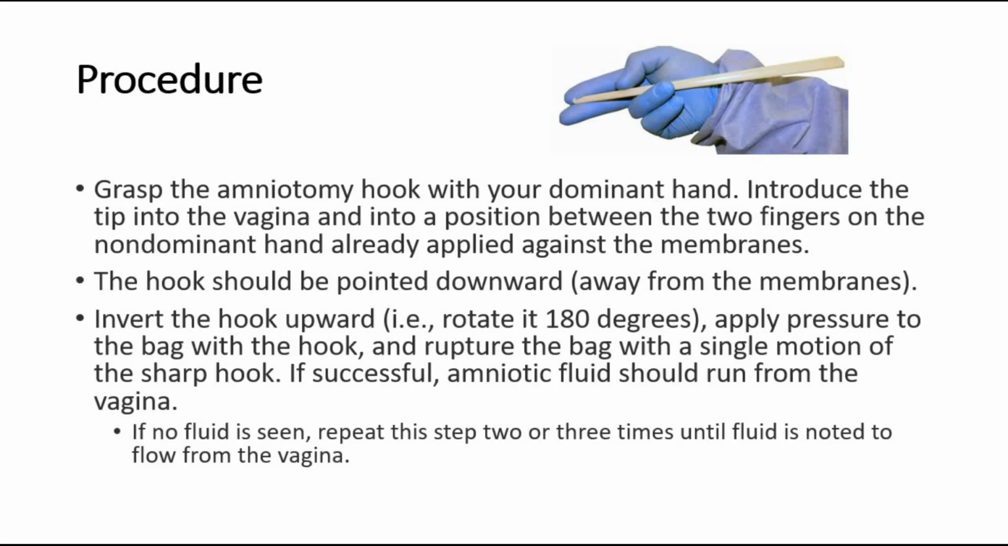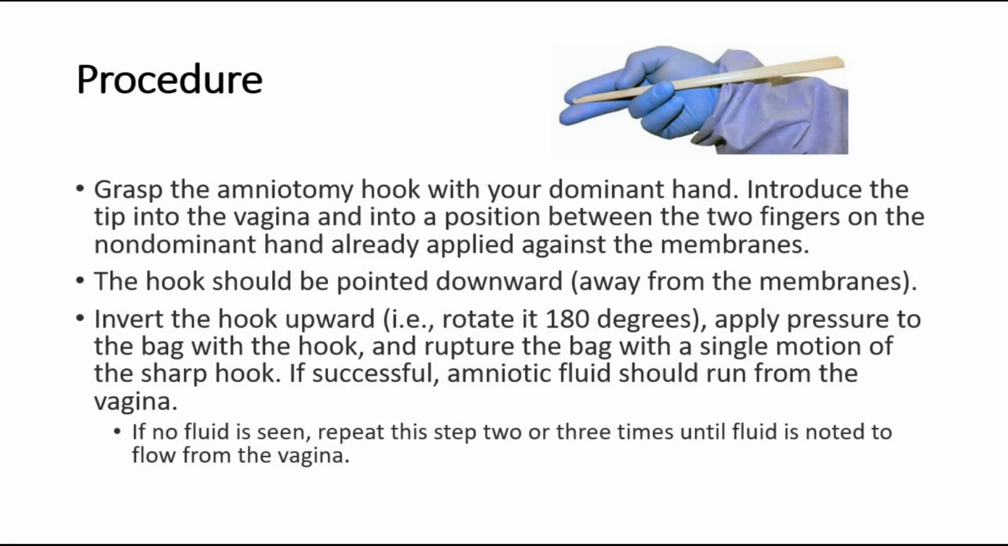Next, we use our dominant hand, which is the right hand, to take the amnio hook. So this is a picture showing how we insert the hook. Introduce the tip of the hook into the vagina and into a position between the two fingers we have inserted just now. Because there is a sharp end on the hook, we don't want to lacerate other structures. So insert it between the two fingers and slowly introduce it into the vagina until it reaches the membrane.